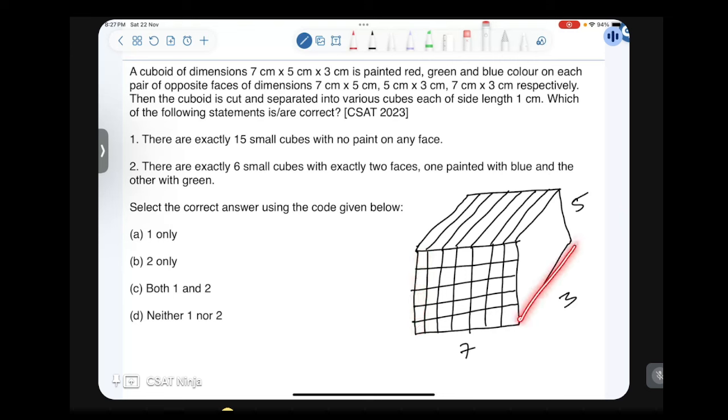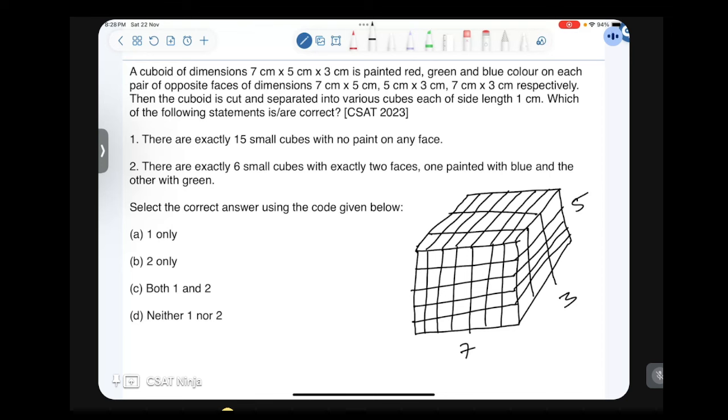Now, since this one is 3, I'll have to create 3. Why? Because the side of the smaller cube is nothing but 1 centimeter. That's the reason why I'm dividing this way, okay? So which means this one will be 1 and 2 only. So if I'm to draw this, I can draw it this way, 2 here, 1, 2, 3, and 4. So this is the rough sketch of the cube.